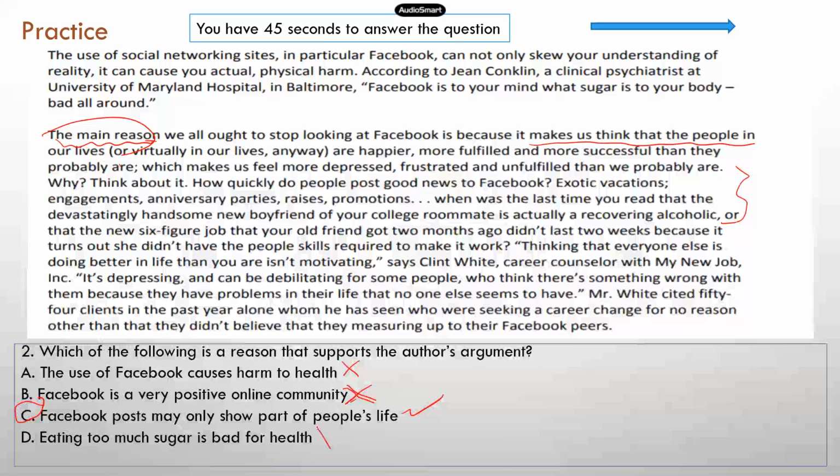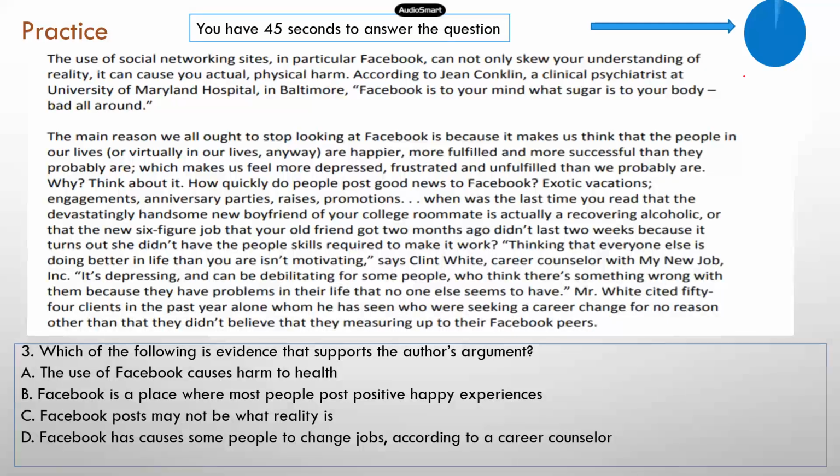And D, that's not correct, that eating too much sugar is bad for your health. In the first paragraph, there's an analogy there. So according to a clinical psychiatrist, Facebook is to your mind what sugar is to your body, bad all around. So that's just an analogy saying that Facebook is bad for people's health. Okay, next question.